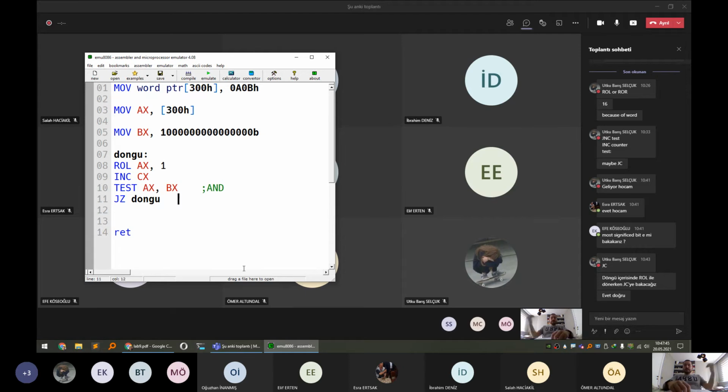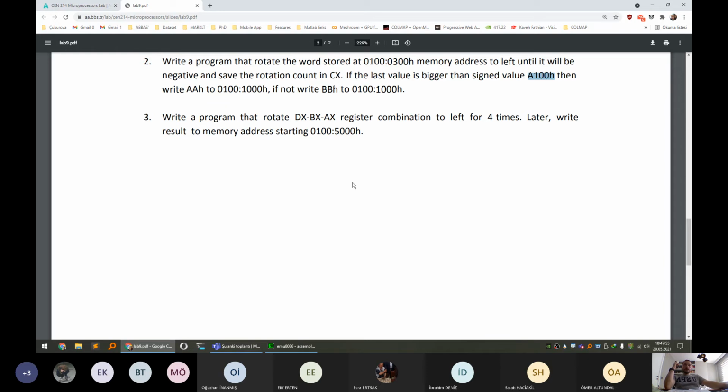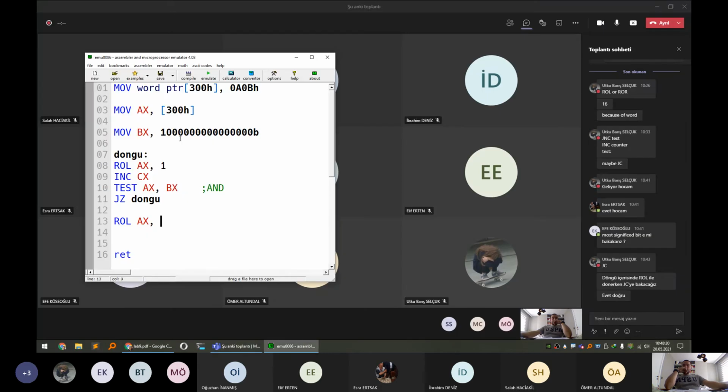That's why we need to revert those rotates and turn it back to original if it is going to be used. But let's go back to the question. We found the CX. Save the rotation count into CX. If we didn't turn back to the original, we are checking with the last value, the signed value. We are checking if 100 is greater than what? A0B0.